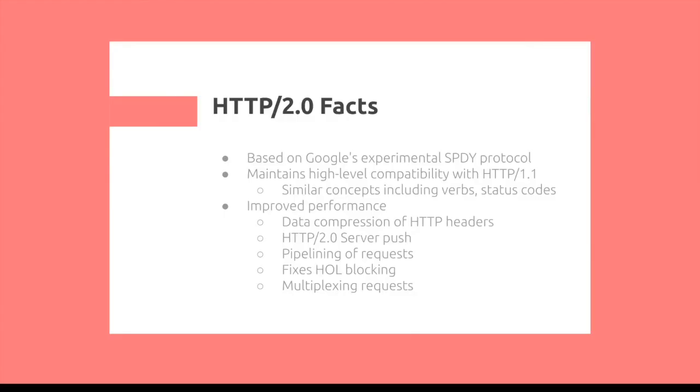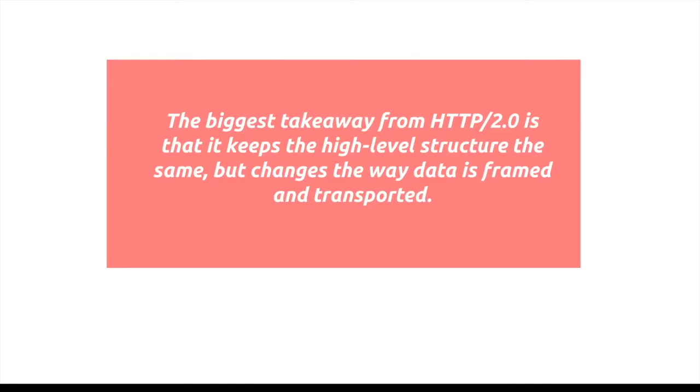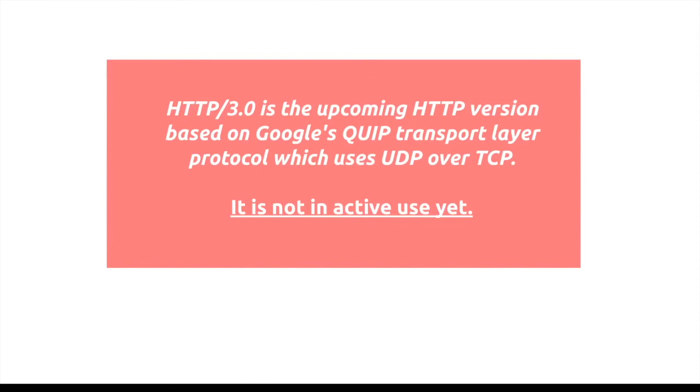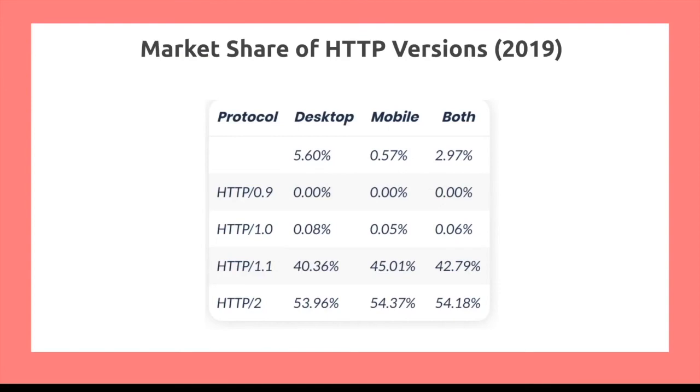So now what does HTTP 2 bring? HTTP 2 is simply a performance improvement over HTTP 1.1. It adds a series of things on top of it, including data compression, a concept known as server push, and several other improvements, which I'll cover in a later video. The key takeaway from this is that the high-level structure is the same, but changes in the way the data is framed and transported. So what about HTTP 3? HTTP 3 is the upcoming HTTP version, which uses UDP over TCP, but it is not in active use yet. Speaking of use, HTTP 2 is now the majority shareholder, and HTTP 1.1 has the rest of the requests.